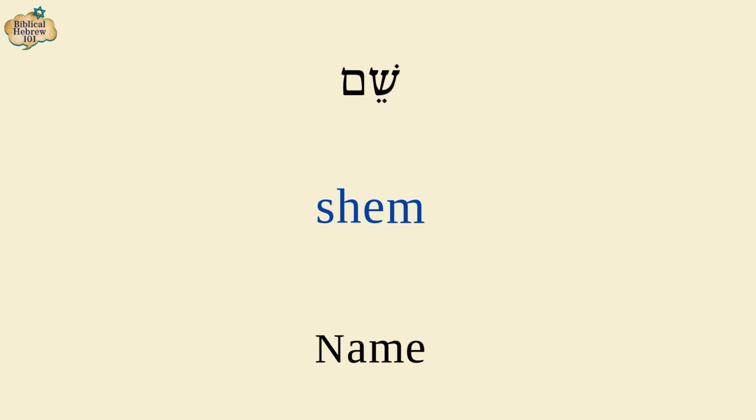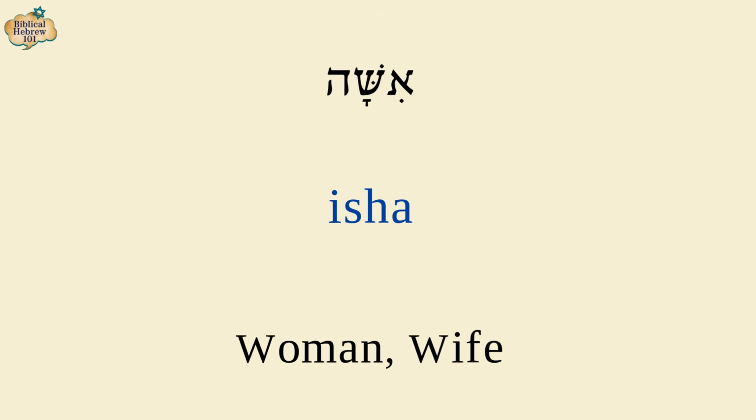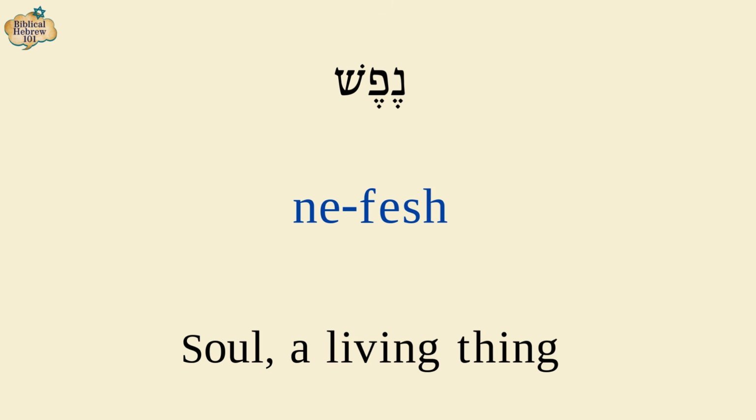Shem is a name. Shem. Eved is a servant or a slave. Eved. Isha is a woman or a wife. Isha. Nefesh is a soul or a living thing. Nefesh.